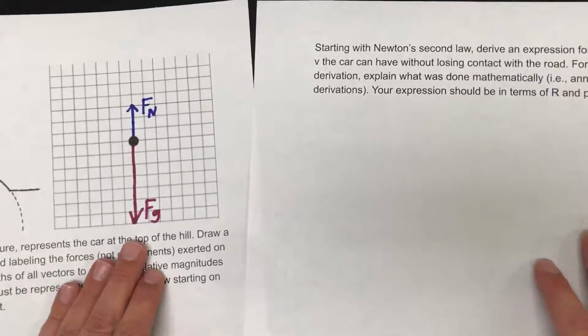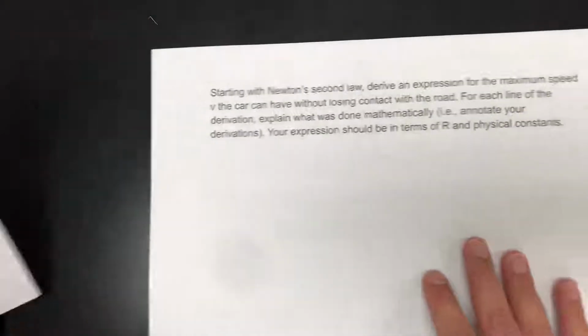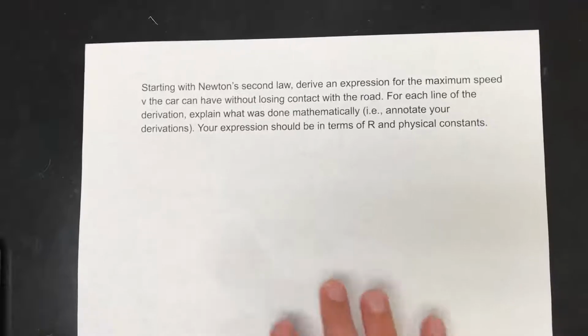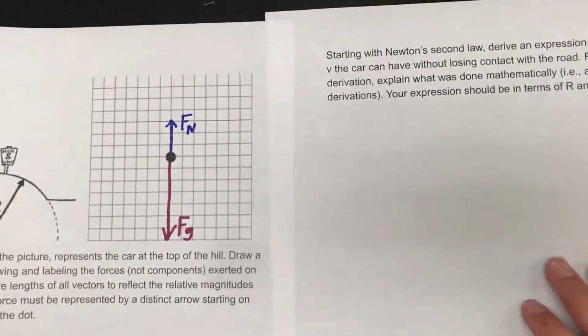I'm going to keep it there for just a second, because here it says, starting with Newton's second law, derive an expression for the maximum speed v the car can have without losing contact with the road. For each line of your derivation, explain what was done mathematically. In other words, annotate your derivations. Your expression should be in terms of capital R, which is the radius, and physical constants. So I can just get started here.